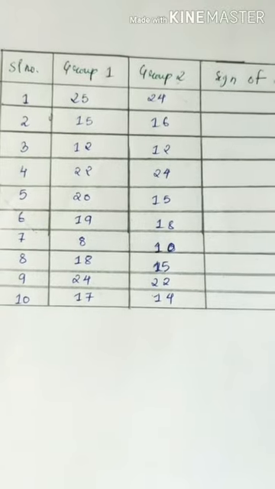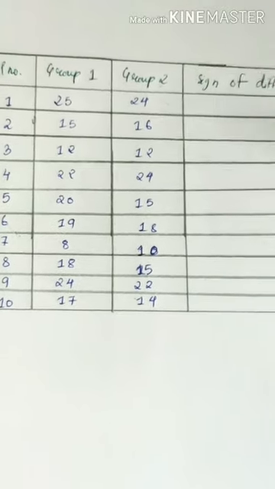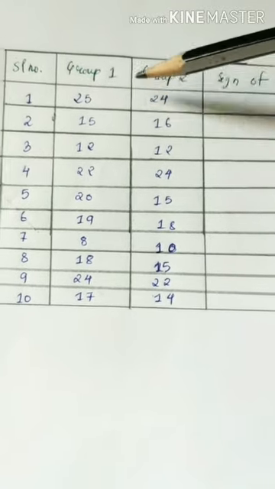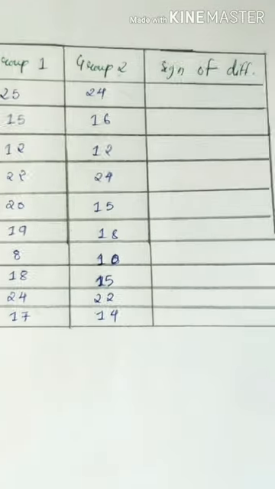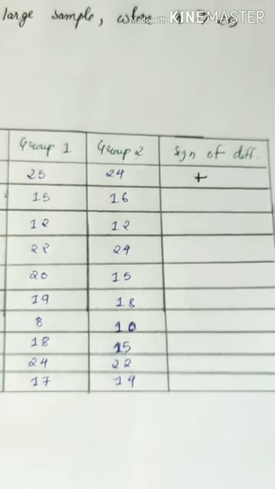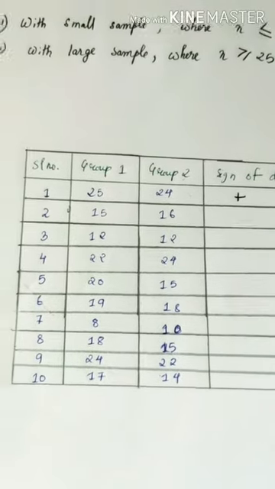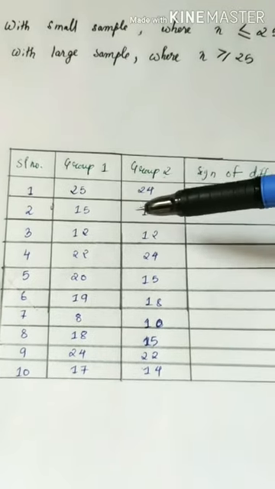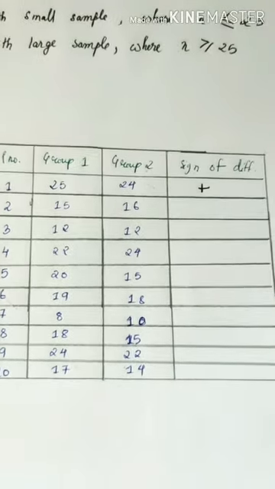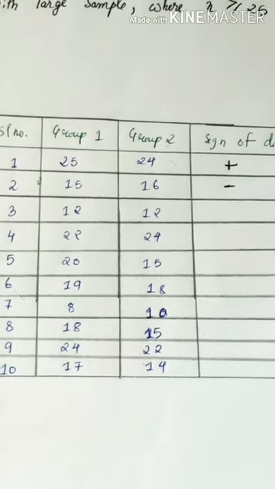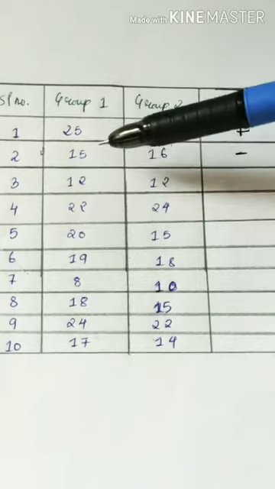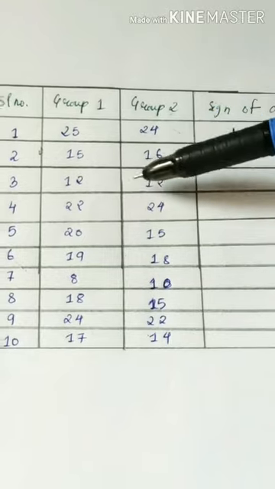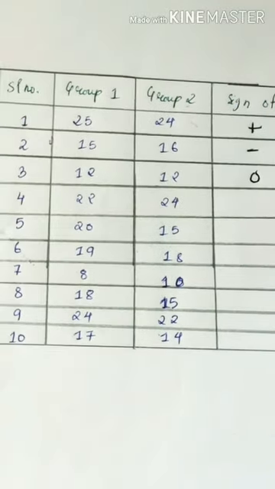As you can see in the first sample of group 1 and group 2, the numbers are 25 and 24. So the difference between the two numbers is 1, which is a positive number. So we will write it as positive sign. And for the second sample of group 1 and group 2, which is 15 and 16, the difference, 15 minus 16, is minus 1. So the sign we will give is negative. And for sample number 3 of group 1 and group 2, it's 12 and 12. So the difference between these two numbers, 12 minus 12, is 0. So we will write it as 0.